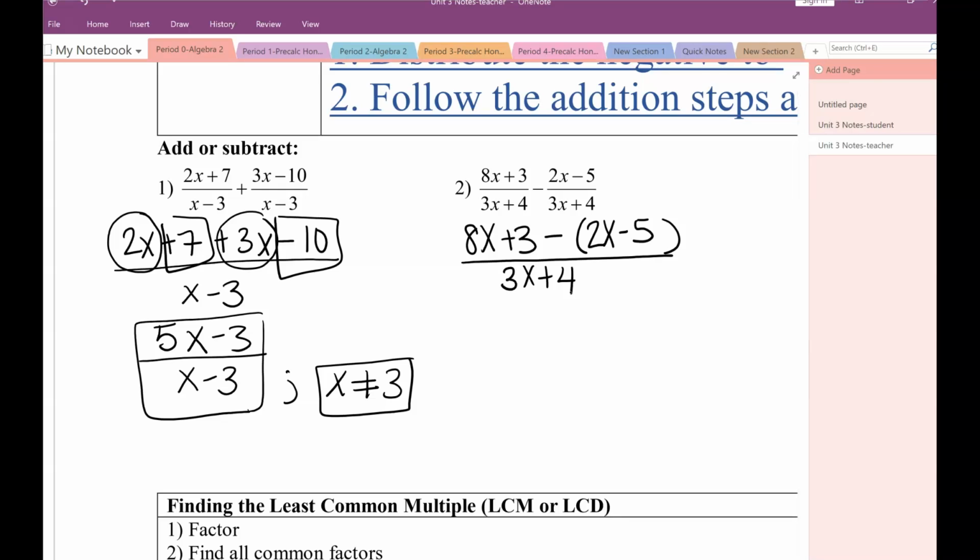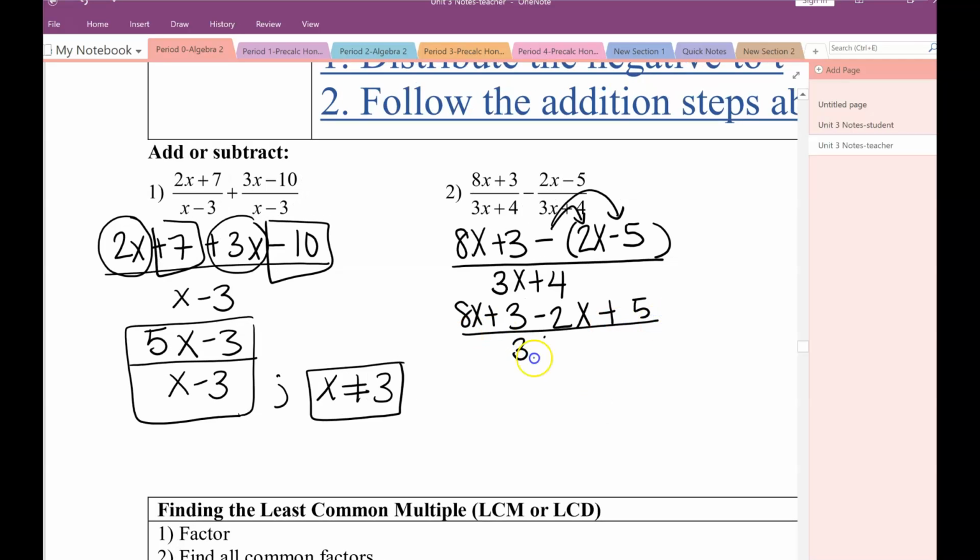So after distributing the negative to 2x minus 5, we should have 8x plus 3 minus what? 2x, what else? Plus 5 now, because we have to distribute this negative sign to both of those. All over your denominator of 3x plus 4. So 8x and a minus 2x would now make it a what? 6x. 3 and a positive 5 would make it a 8.